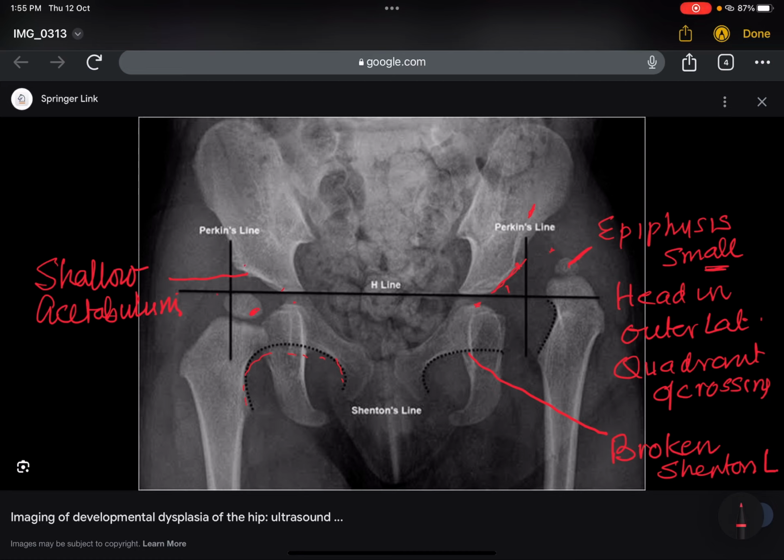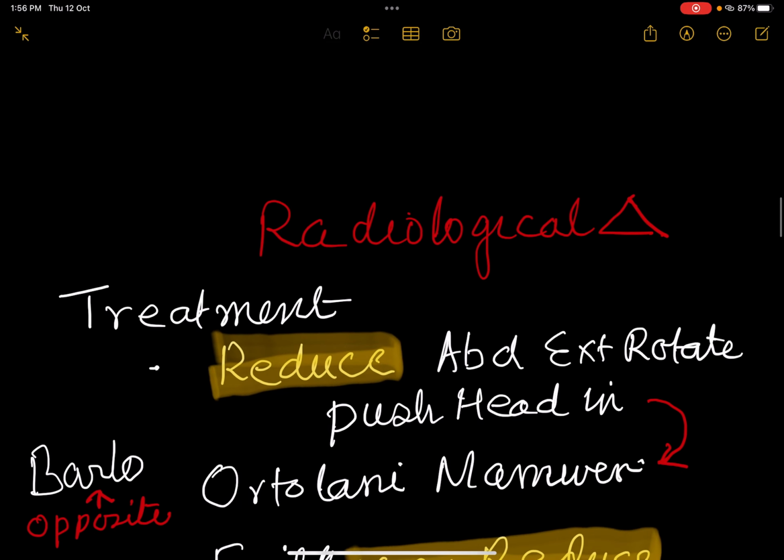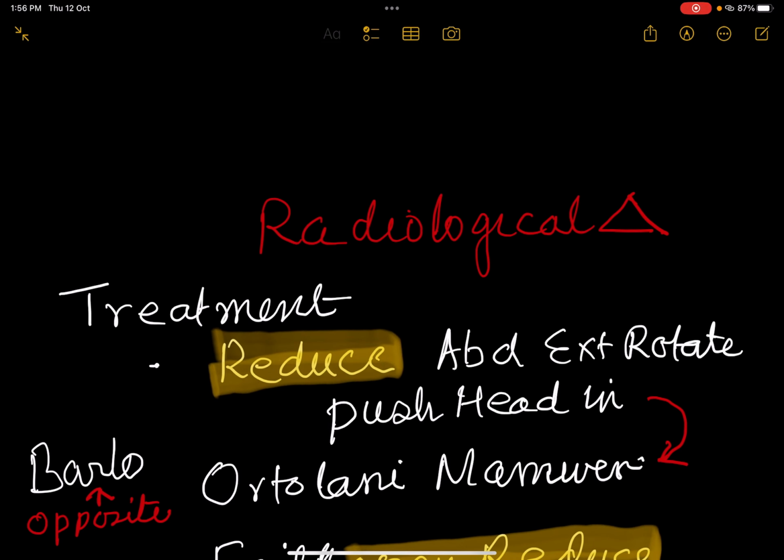So this is what you see on X-rays, and after a radiological diagnosis, you think of the management of this case or the treatment. So you reduce by abducting and externally rotating so that you can reach complete cross-legged sitting, and you may have to push the head into the acetabulum.